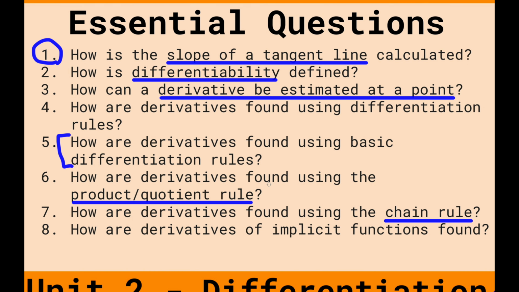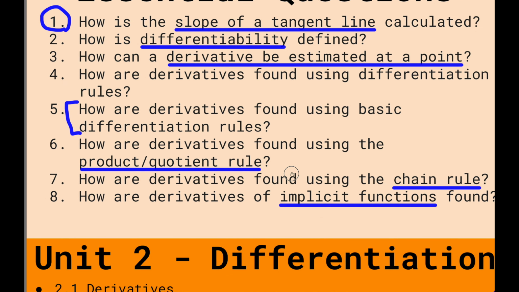And then last but not least, how are derivatives of implicit functions found? If you remember what an implicit function is, it's a function where you can't isolate the y. You can't have it say y equals. So we're going to be able to figure out the derivative of functions like that. It should probably say implicit equations more than anything, because sometimes they're not actually functions, but that's okay. It doesn't really matter for this slide. So essentially, we're going to be able to answer all of these questions. That's why they're essential questions. If you cannot answer them by the end, make sure you ask and get help, because it's expected of you that you should be able to answer all those questions by the end.